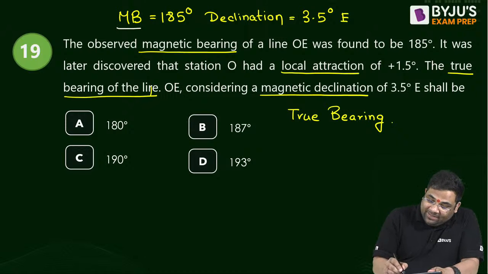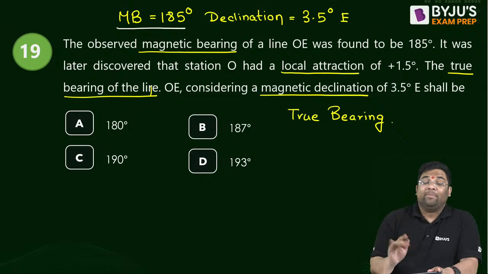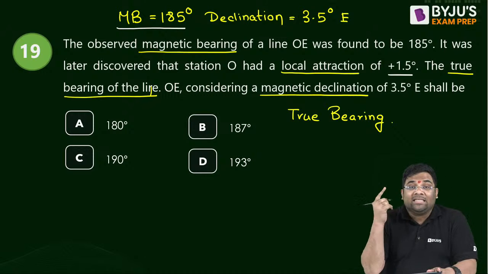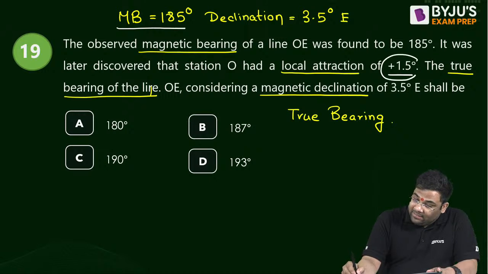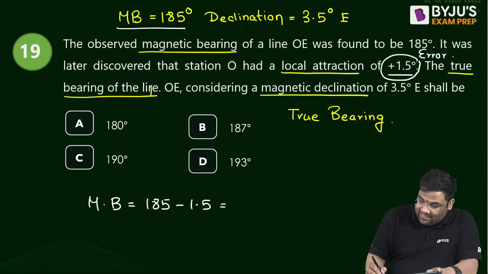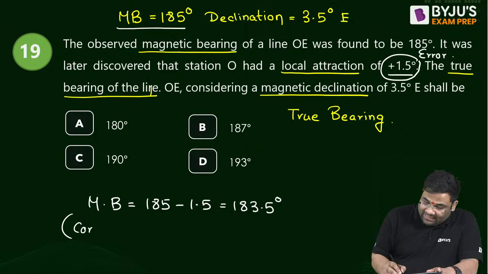You see, the magnetic bearing is given 185, but it is the wrong one, right? Why? Because there is local attraction of plus 1.5. So local attraction is there, so we have to subtract that. This is error. Correction will be negative, right? So the magnetic bearing will be 185 minus the local attraction correction, making it 183.5. This is the corrected magnetic bearing.